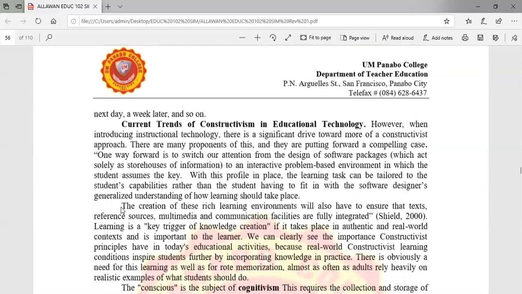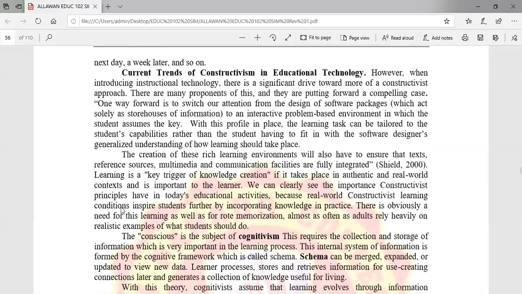Some current trends of constructivism in educational technology: when introducing an instructional technology, there is a significant drive toward a more constructivist approach. There are many proponents of this, and they are putting forward a compelling case. One way forward is to switch our attention from the design of software packages, which act merely as storehouses of information, to an interactive problem-based environment in which the student assumes the key role.